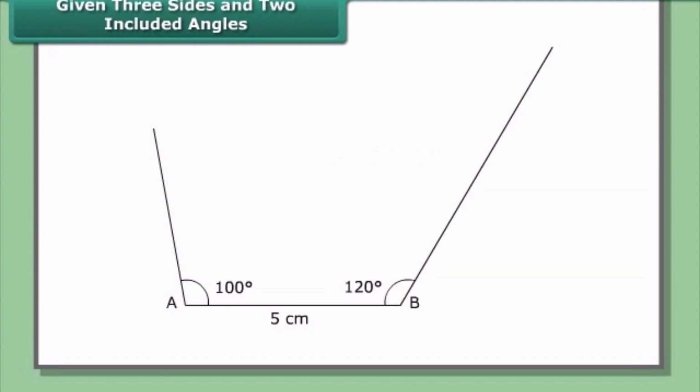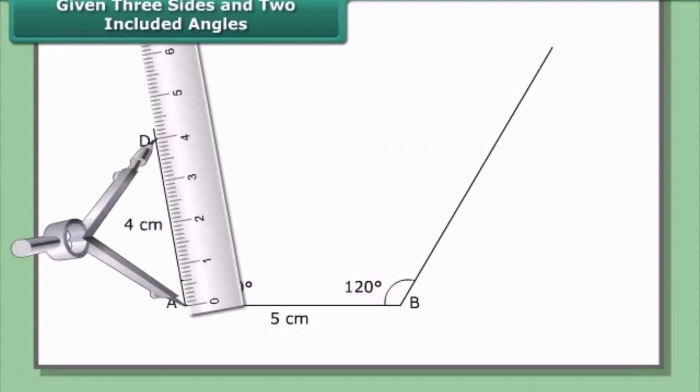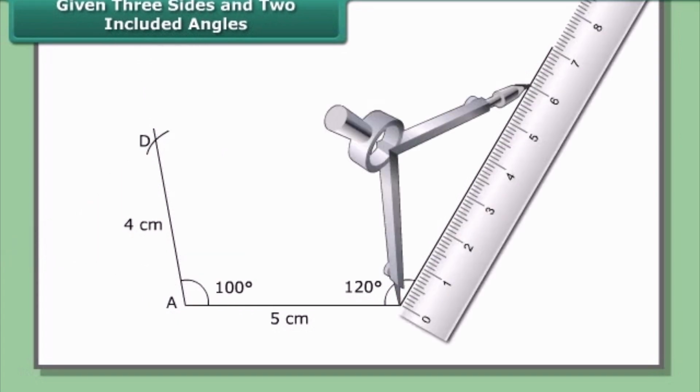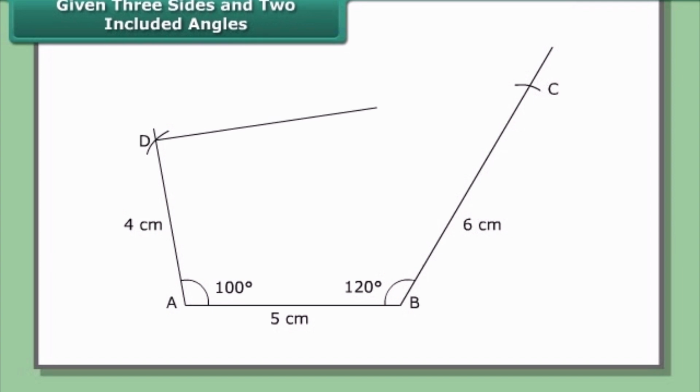3. Mark off distance AD as 4 cm and BC as 6 cm. 4. Join CD. ABCD is the required quadrilateral.